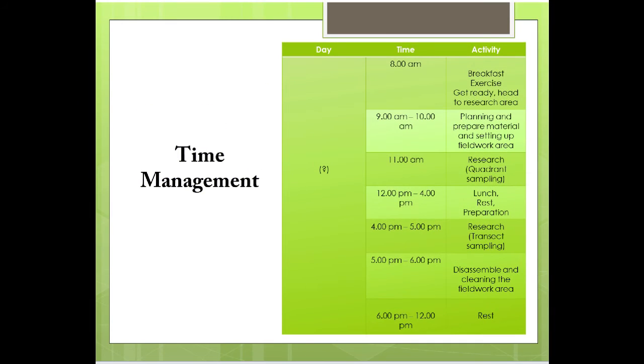For time management, we start at 8 a.m. until 12 p.m. At 8 a.m., the activities are breakfast, exercise, getting ready, and heading to the research area. Starting from 9 a.m. until 10 a.m., we will be planning and preparing material and setting up the fieldwork area. At 11 a.m., research will begin for quadrat sampling.